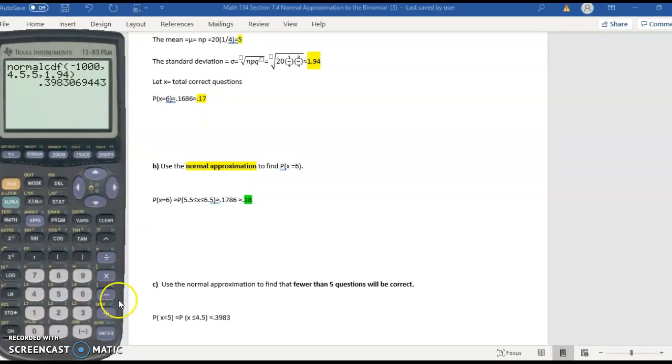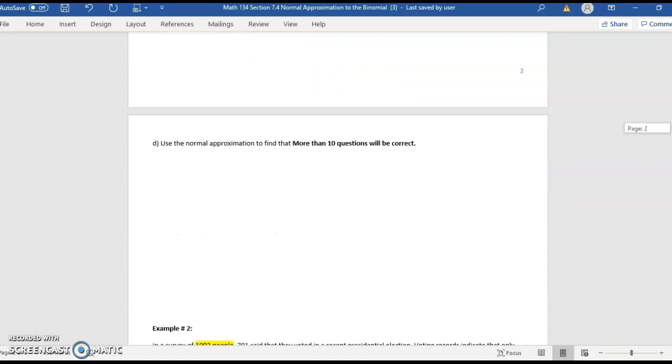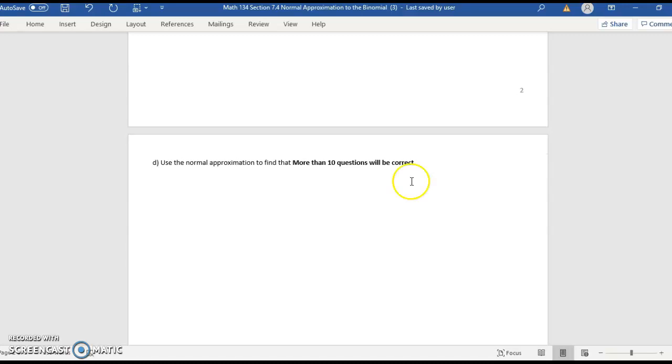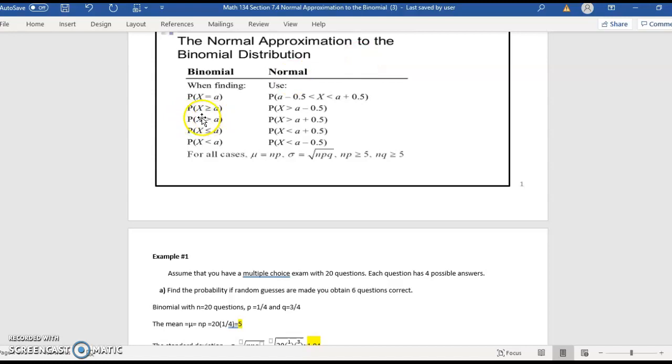And let me give you the code so that you have it. I'm going to pause the video because it's going to be going beyond the time. So let's go to the last part. And in the last part, we're given a statement that says more than 10 questions. So in this case, I'm just going to write it as the probability of x is greater than 10. Now, it just says more than, so you're looking at x is greater. And for an x is greater, you're going to be adding 0.5.